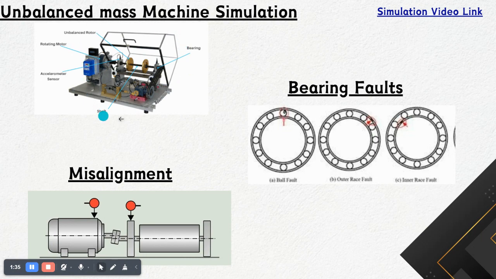Suppose this is our machine. Suppose this is the motor. This is the shaft. This shaft is being rotated through this motor at a particular frequency. This is the unbalanced rotor, which we have added onto the shaft to produce the unbalanced force in the machine. Suppose I'm adding some mass here. The machine was rotating at a very good frequency, and then suddenly I added some mass into it, and that added mass will produce an unbalanced force in the machine, a centrifugal unbalanced force.